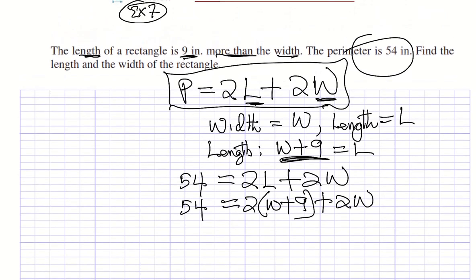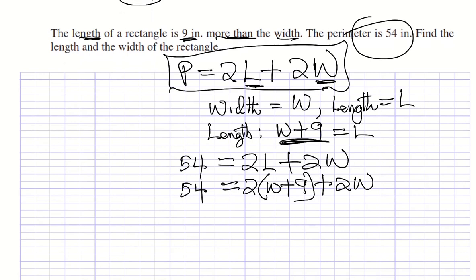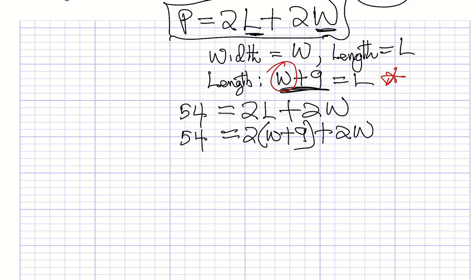Alright, so we'll have that 54 is equal to that. They even said, find the length and the width. We're looking for the length and the width. Just keep in mind that this is the length right there. Once we find the width, we'll come and solve that. So 54 is equal to 2W plus 2 times 9, 18 plus 2W, okay?